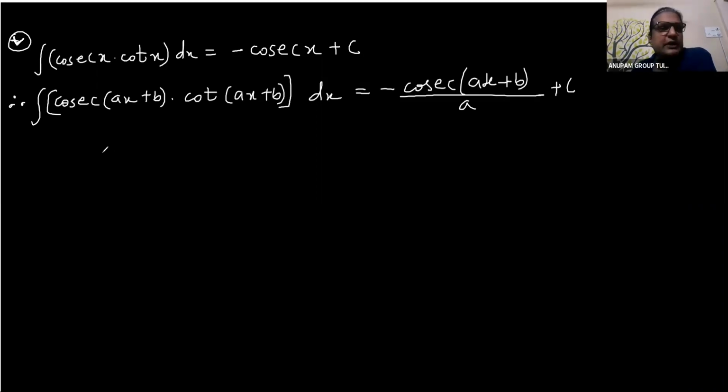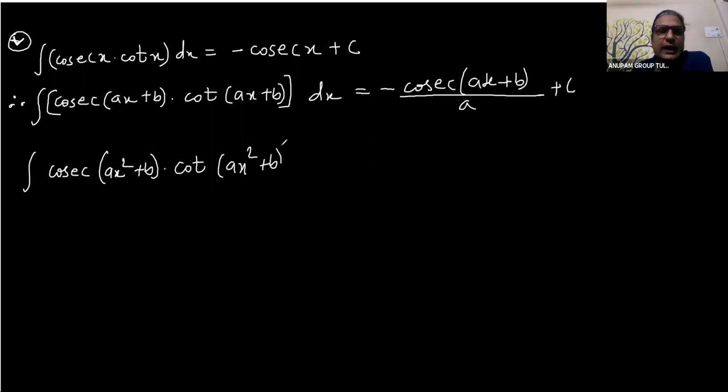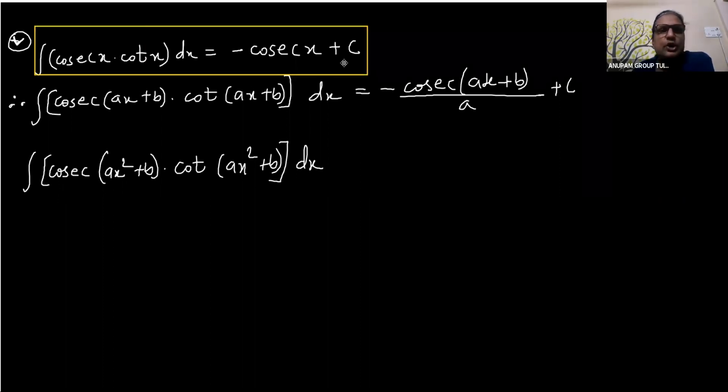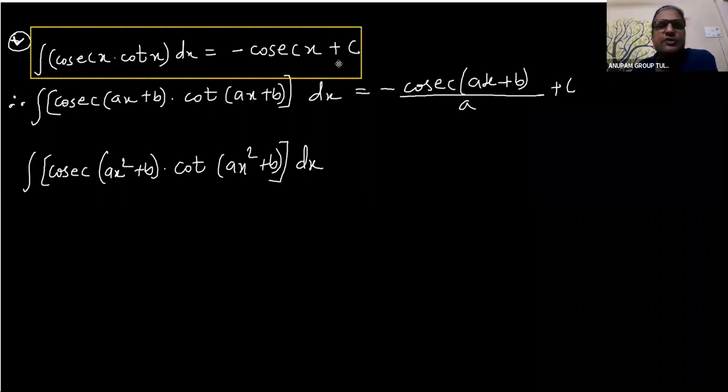Okay, students, I wish to tell you here something which, as I said earlier, students commit mistake. Now, what do I mean by that? Suppose I write here cosec ax square plus b, then cot ax square plus b and dx. So what is happening? See, this is our main result, which is by definition. And we are applying the theorem on this result.